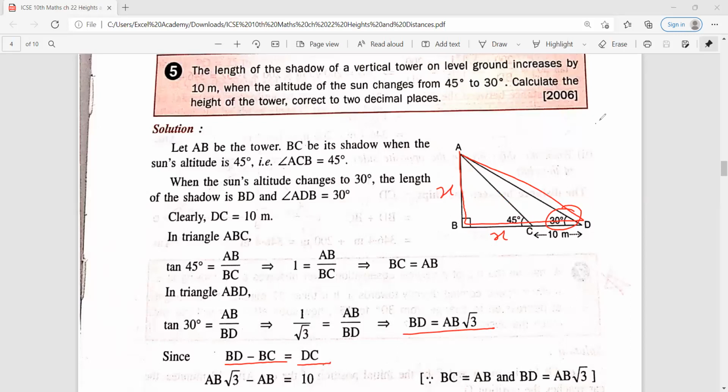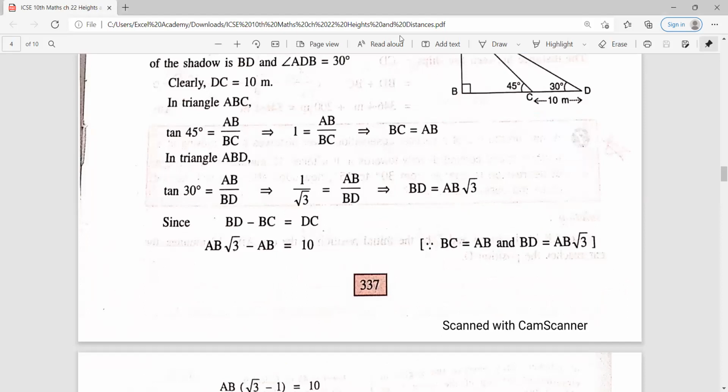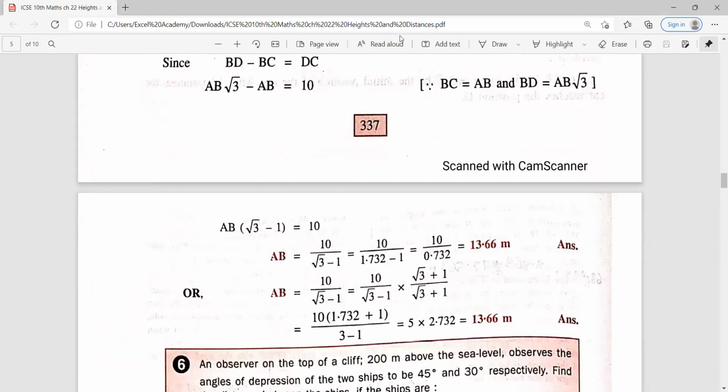Okay, कारण आपल्याला DC माहिती आहे 10 meter. So AB root 3 minus AB is equal to 10. So if you take AB common, here it starts. This is important. Okay, इथनं तुम्हाला आठवत असेल रॅशनलाइज आपण जे करतो 9th स्टँडर्ड ते येतं इथे. That's why we learned rationalization in 9th standard. Okay, त्याचा उपयोग आहे. So if you take AB common, you get AB into root 3 minus 1 is equal to 10. So AB is equal to 10 upon root 3 minus 1.